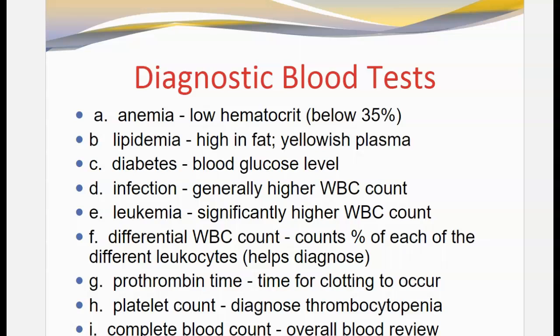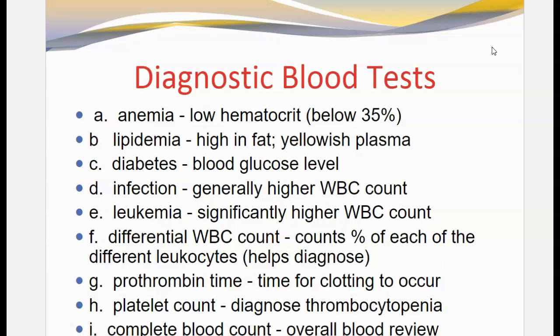So, different diagnostic tests can be run on the blood. You can look for anemia. You remember a normal hematocrit was 45. Below that, you have anemia. If the plasma is really yellow, you have a lot of fat in there. You can measure glucose levels and look for diabetes.